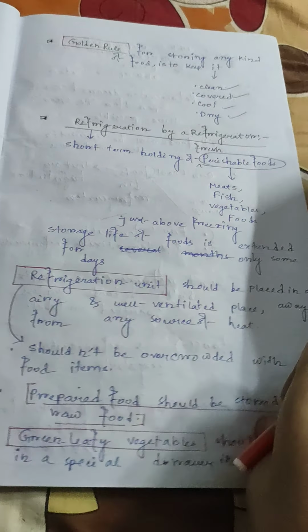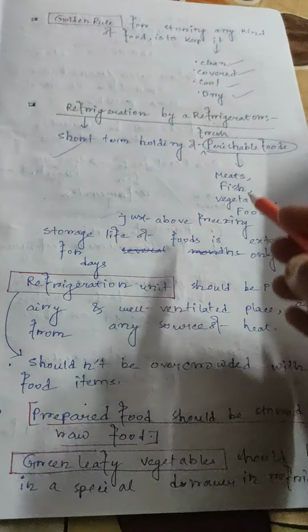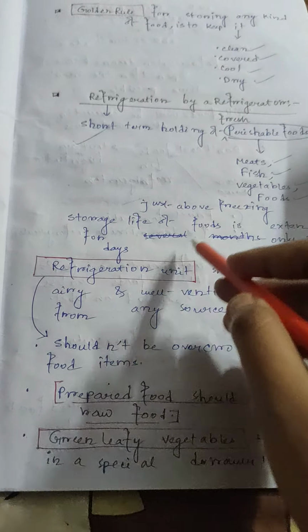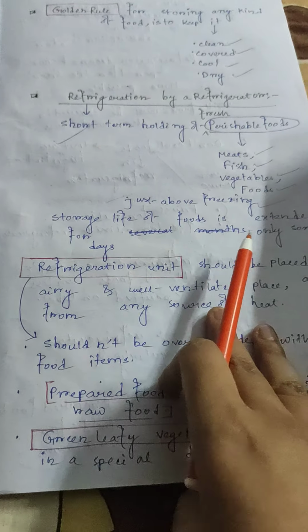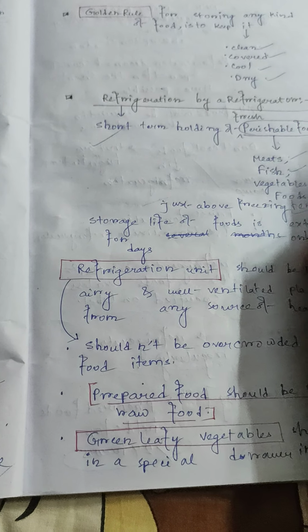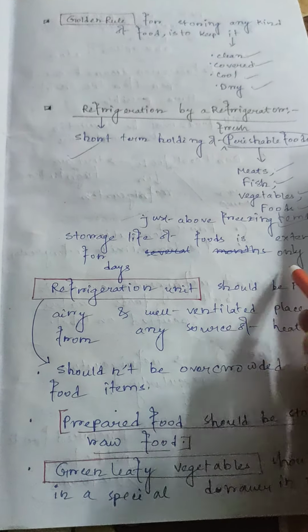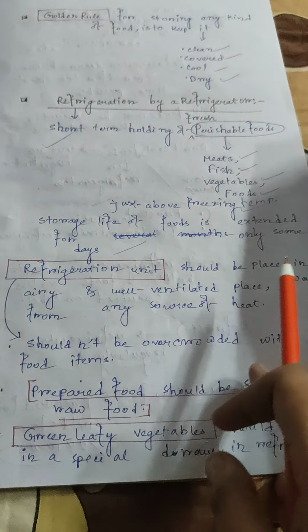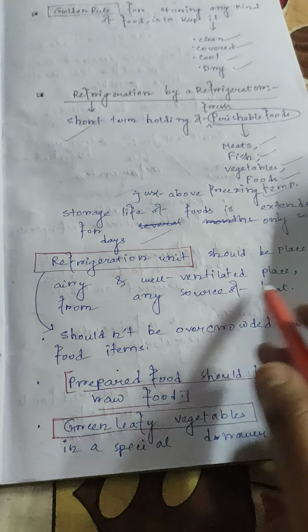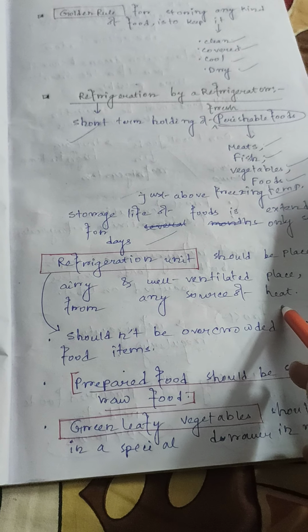Refrigeration by a refrigerator. Short term holding of fresh perishable foods like meats, fish, vegetables and foods just above the freezing temperature. Storage life of foods is extended for only some days. Refrigeration unit should be placed in an airy and well ventilated place away from any source of heat.